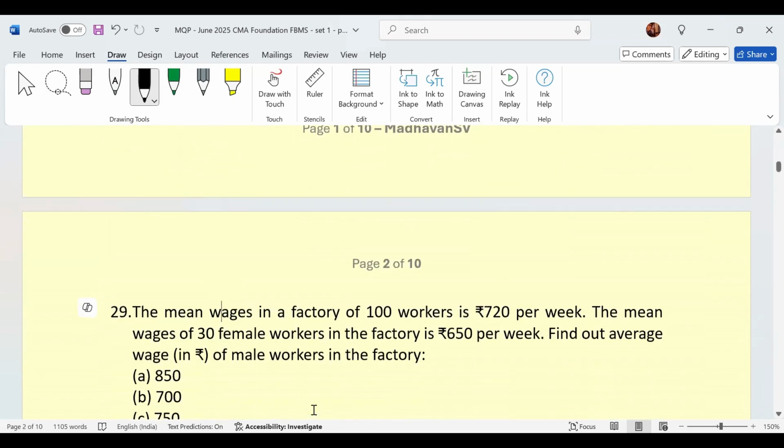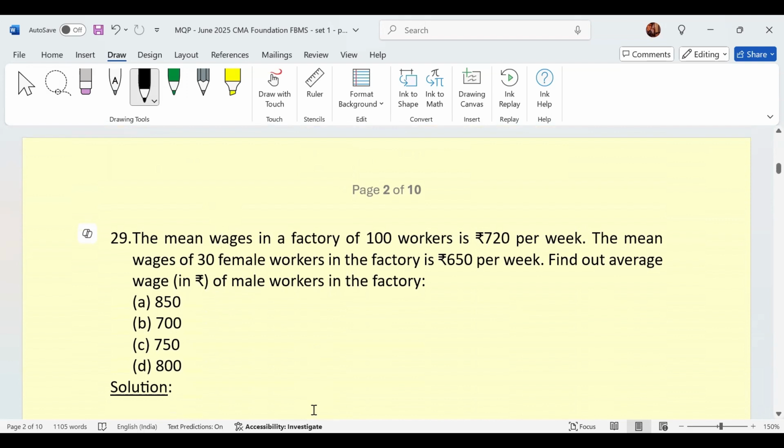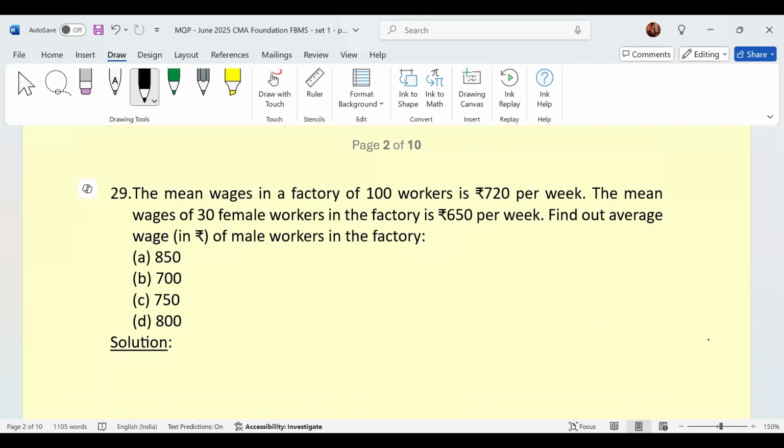Question number 29. The mean wages in a factory of 100 workers is 720 per week. The mean wages of 30 female workers in the factory is 650 per week. Find out average wages in rupees of male workers in the factory. So, what is given? The combined arithmetic mean, that is X bar, is given as 720. And number of female workers, we'll call it as N1, that is given as 30.